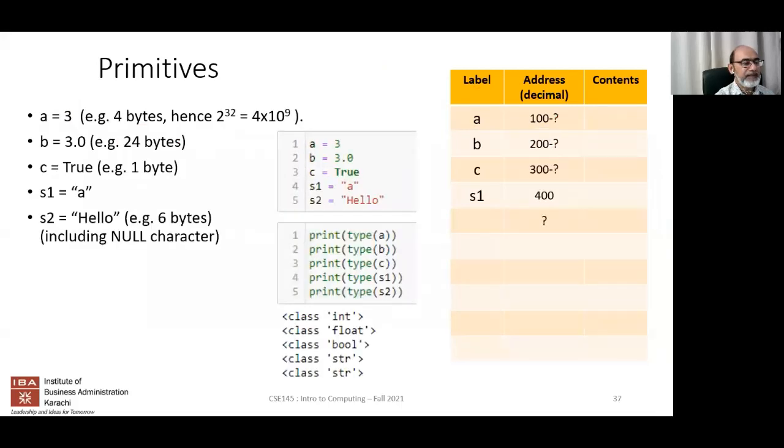Now let's take a slightly more complex example. Let's say that you have a is equal to 3, and now it's being stored as 4 bytes. So the largest number is approximately 2 to the power 32. Now remember, you can calculate this very simply as 2 to the power 30 times 2 to the power 2. Anyways, it's just for reference purposes.